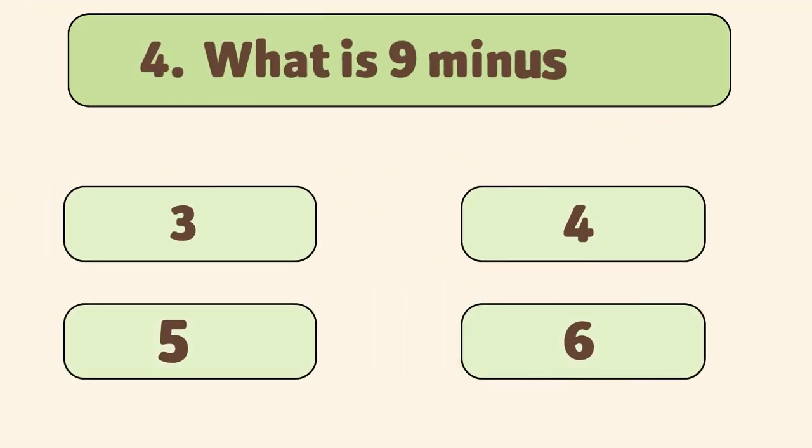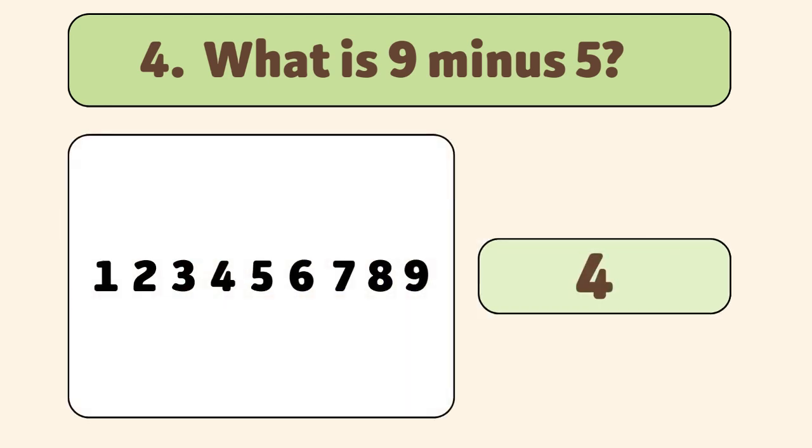What is 9 minus 5? Four. Start with 9 and take away 5, and we're left with 4.